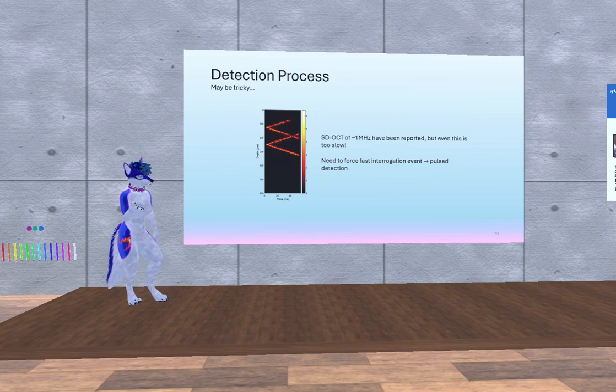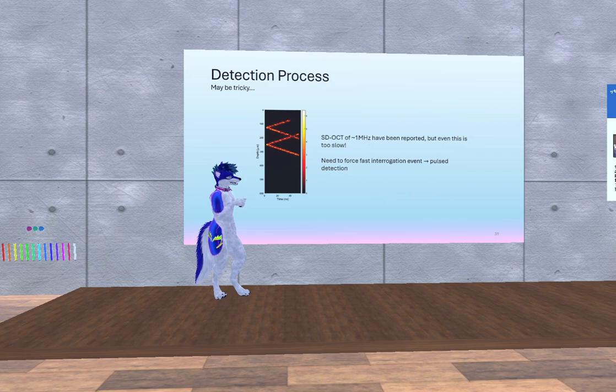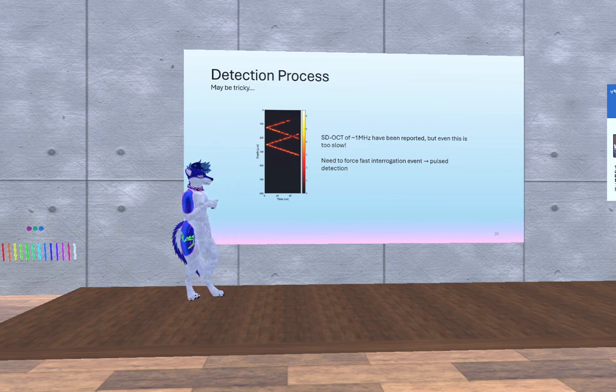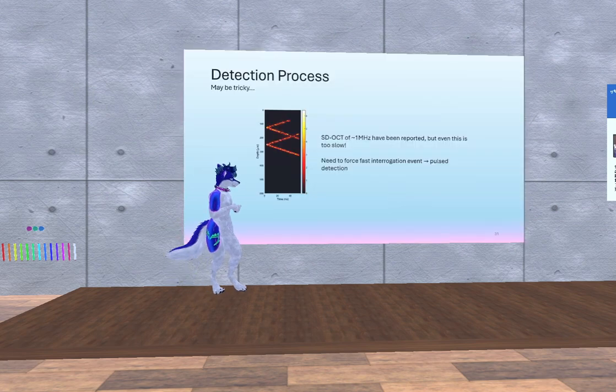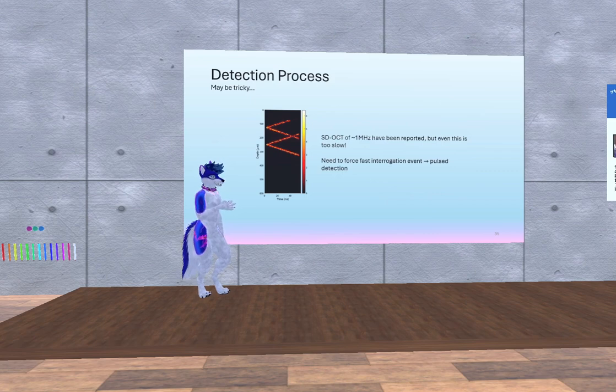There are a couple of technical problems with this. First of all, spectral-domain OCTs generally aren't quite fast enough. If you look at this time scale, this is nanoseconds, so this is really quite quick. And generally, spectral-domain OCTs only run at about a megahertz range, so we're a couple orders of magnitude off. So we need to develop a fast OCT, which is fun.